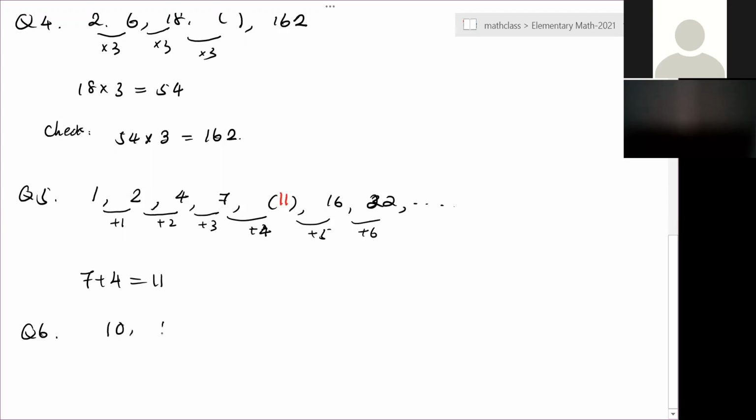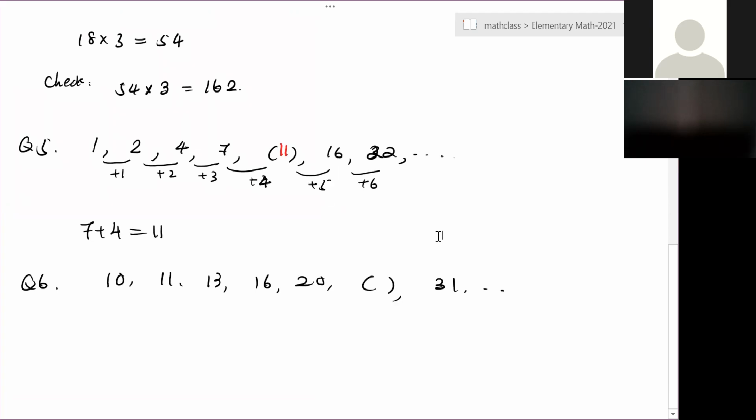All right, 10, 11, 13, 16, 20, and a number is missing. But you also have to double check the last one.